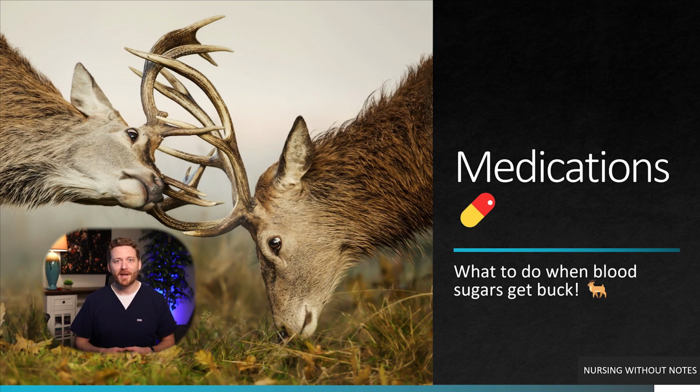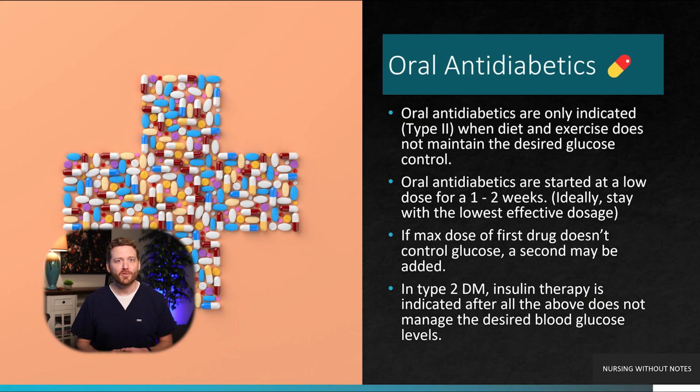And I'll save the details about other medications for future pharmacology videos. First and foremost, it's important to remember that oral anti-diabetic medications are typically considered when diet and exercise alone can't maintain desired glucose levels in clients with type 2 diabetes. These medications are usually initiated at a low dose for 1 to 2 weeks, ideally aiming to continue with the lowest effective dosage. If for any reason the max dose of the initial drug isn't sufficient to control glucose, a second medication may be added. Insulin therapy typically becomes necessary if all previous approaches fail.